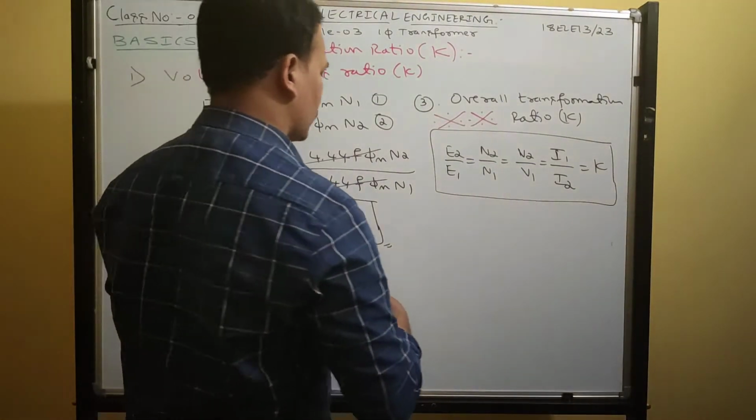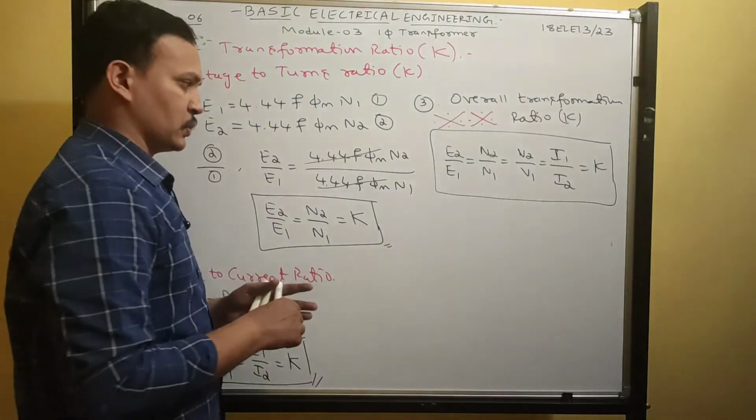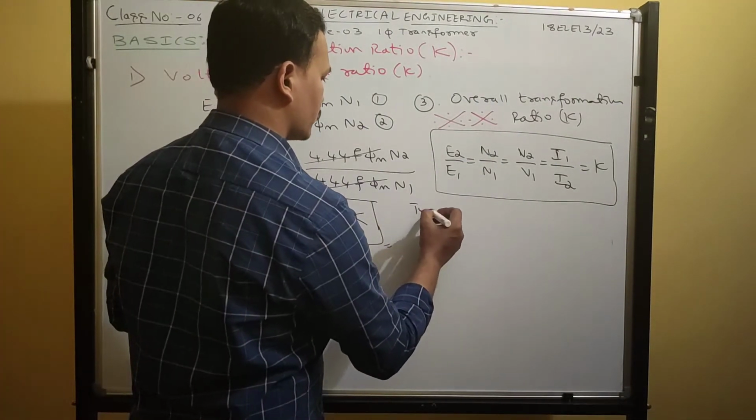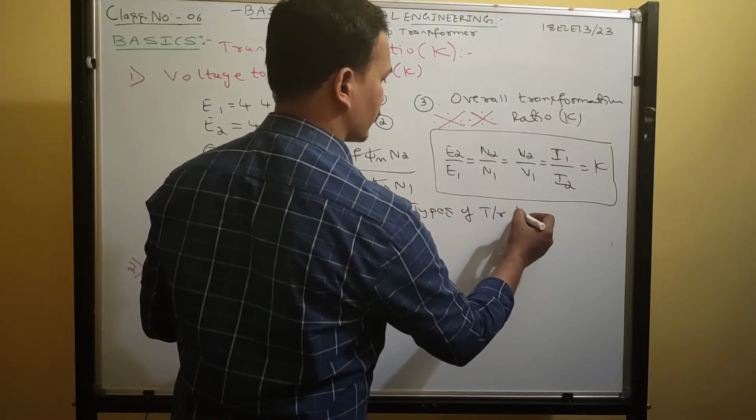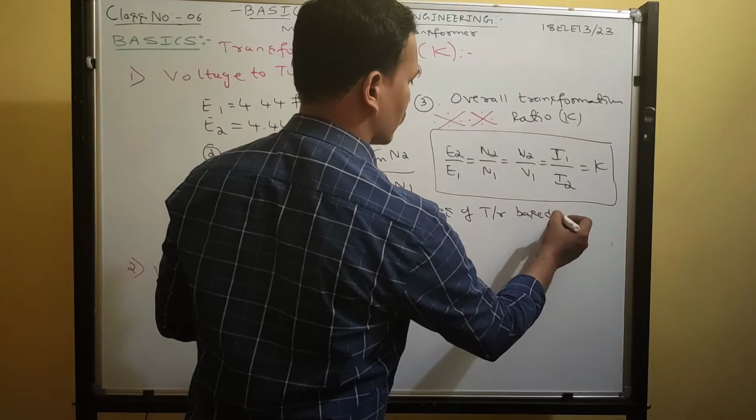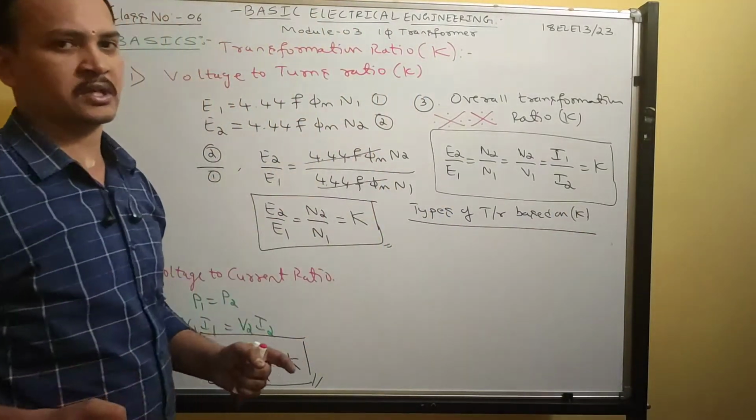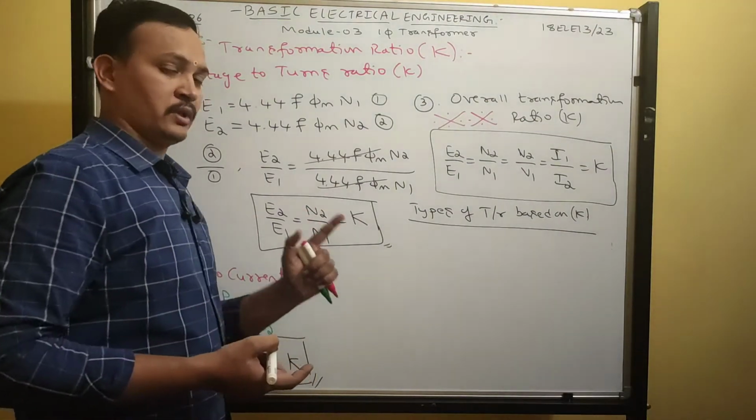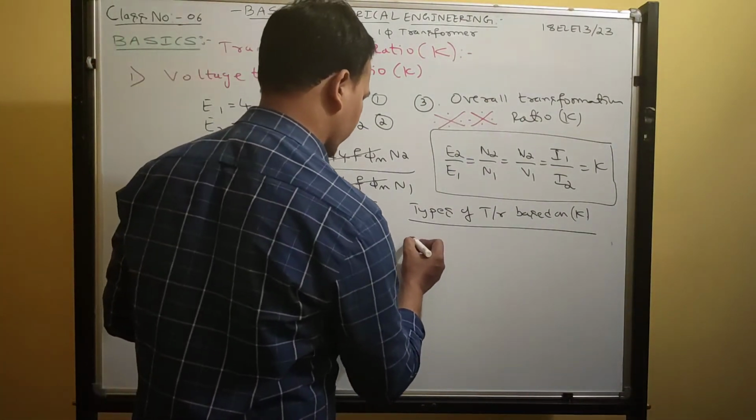So next is types of transformers based on transformation ratio. Based on construction we have core and shell type, but now I am discussing based on transformation ratio. What are the transformers we have?